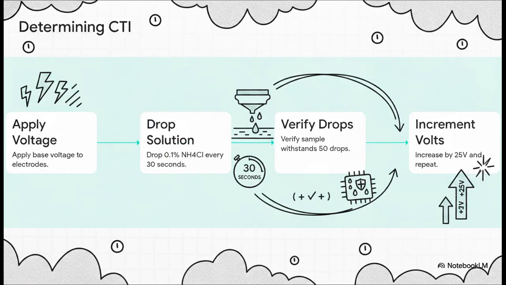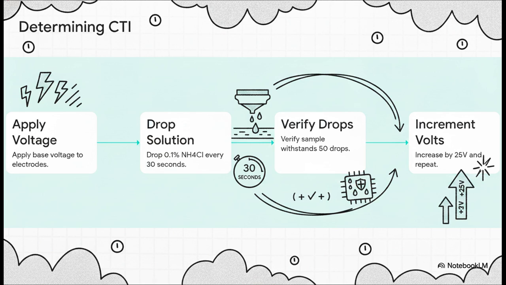The test itself is this meticulous process. You apply the base voltage, then you drop a very specific 0.1% ammonium chloride electrolyte exactly every 30 seconds. Then you step up the voltage in 25-volt increments until the material finally fails. And those 30-second intervals, they're designed to simulate years of environmental dew and condensation hitting the board, just sped up in real time.